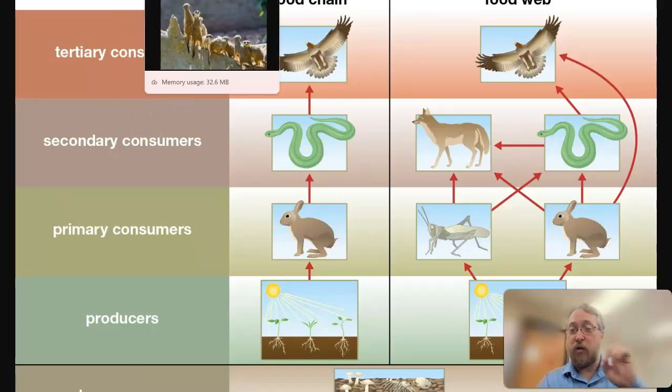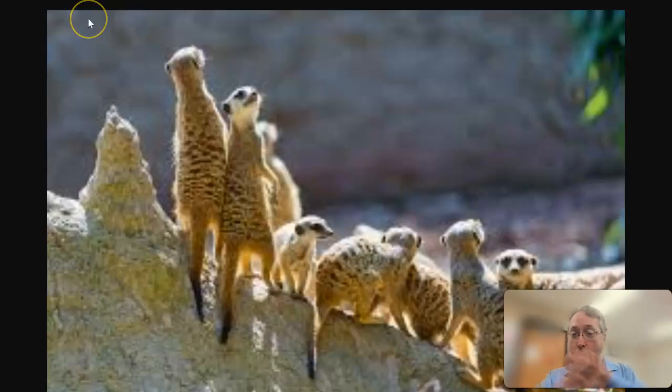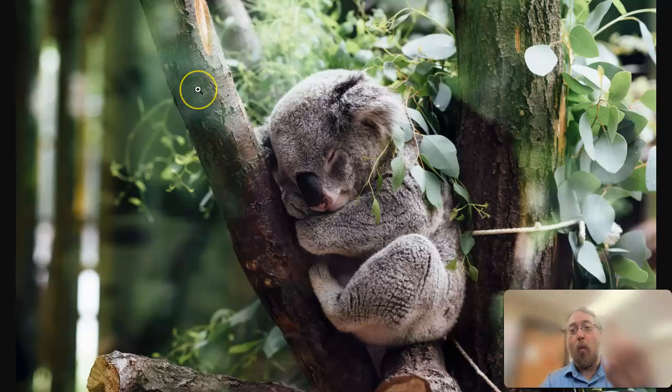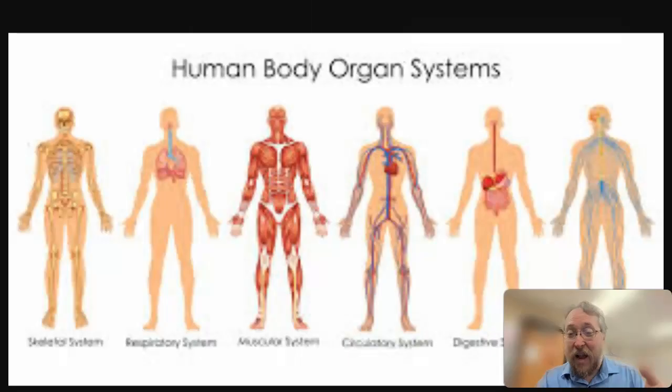And then if we just focus on one of those species and we look at all of the members of that species in that ecosystem, that is a population in that ecosystem. And then if we look at one living thing in that population, that is an organism in that population, like this cute little koala.